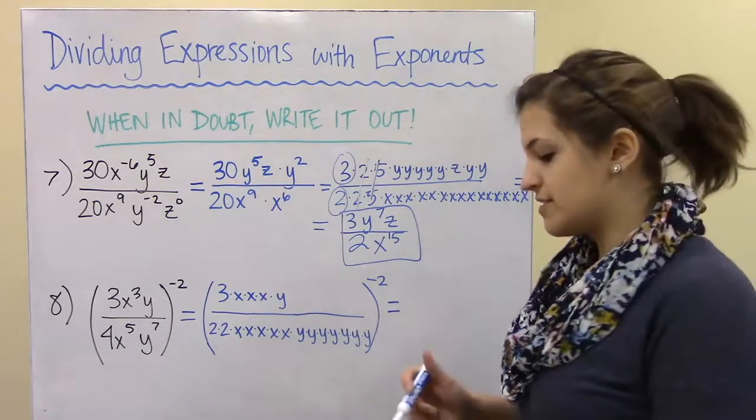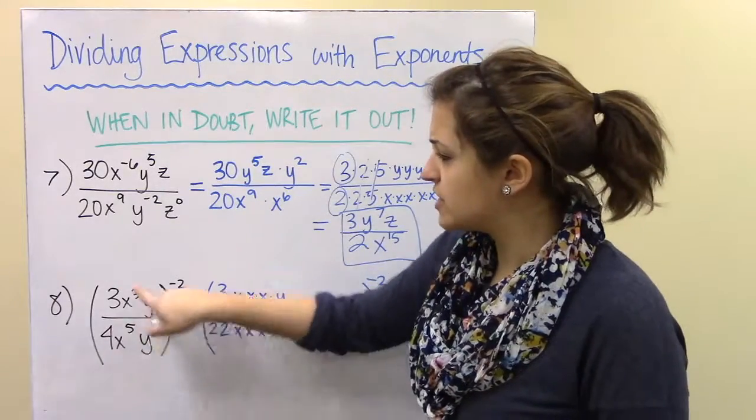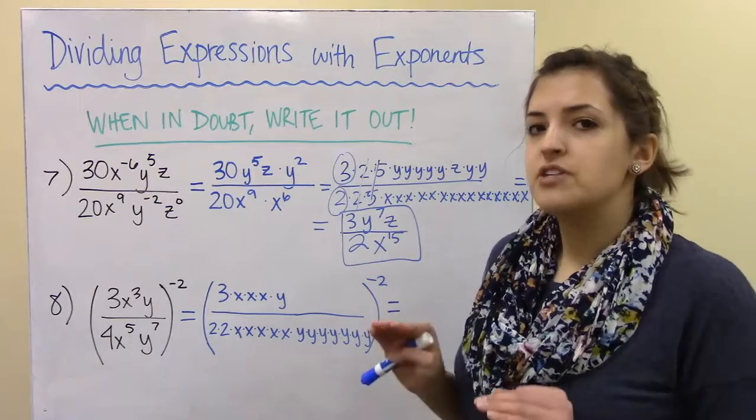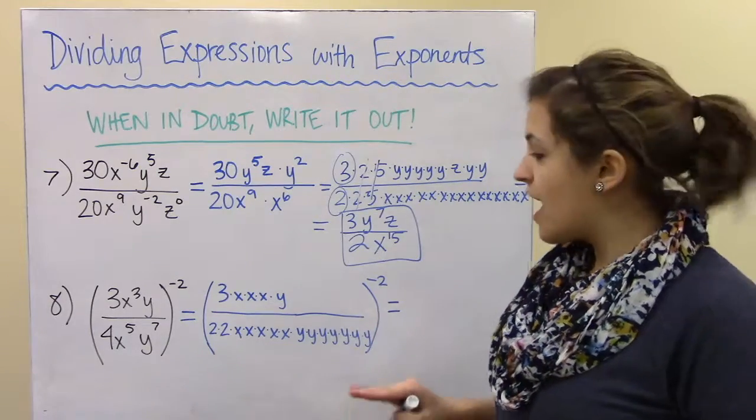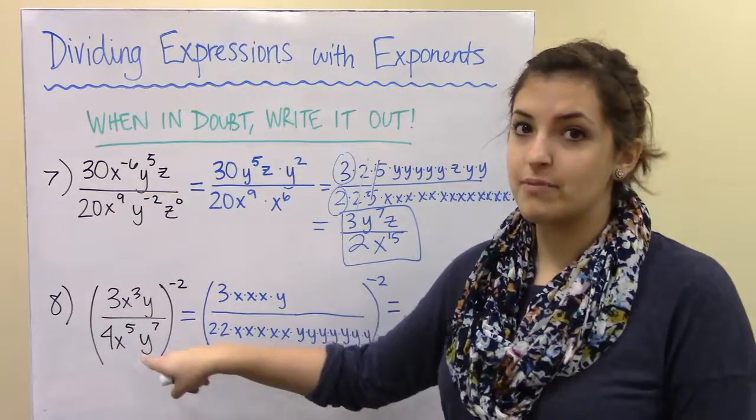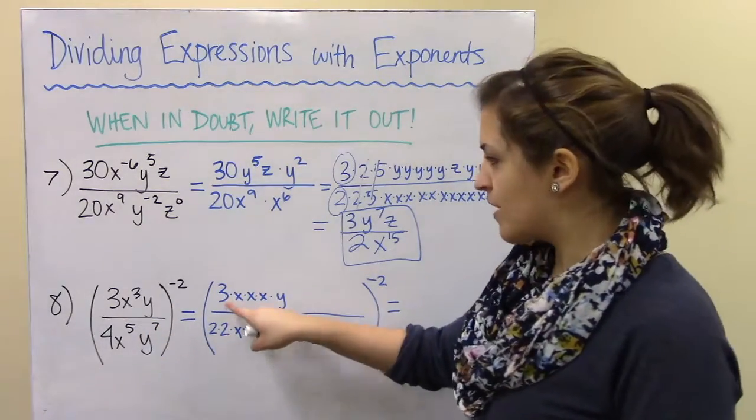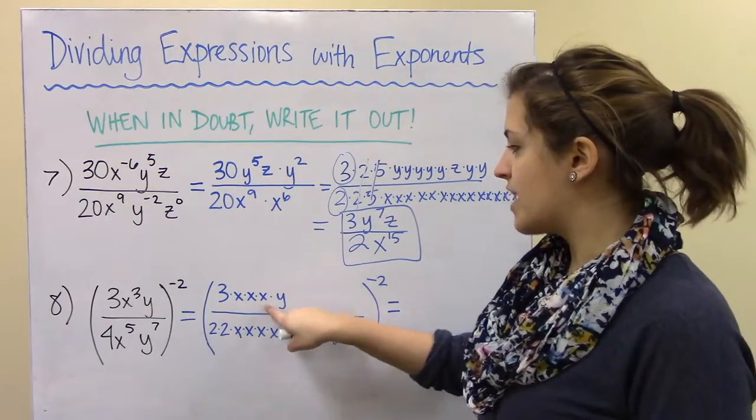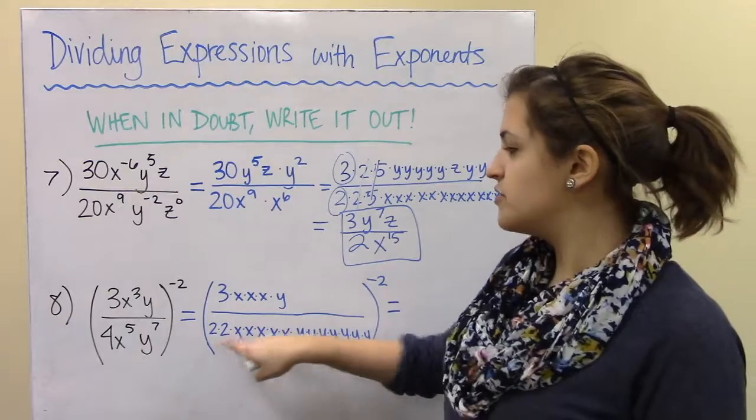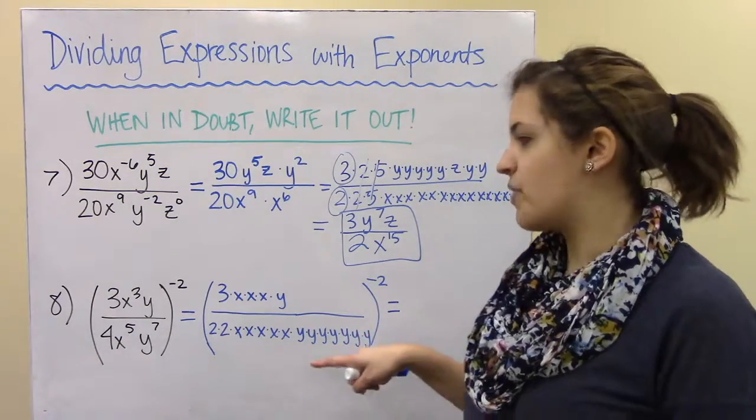Okay, number 8. Number 8, we have this expression all multiplied to the negative 2. Before I do anything with that negative 2, I'm going to simplify everything I possibly can inside here to make my life a little bit easier later on. So I wrote out 3 times 3x's multiplied together times y, and then in the denominator I have 2 times 2 times 5x's times 7y's.